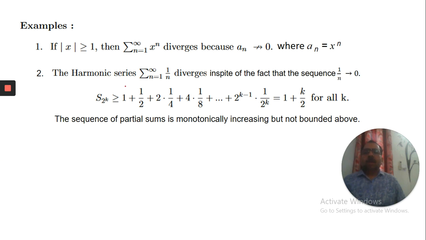So now we have a series 1 over n. The corresponding sequence is 1 over n. So the sequence has limit 0, but we shall show that this series is divergent. Why is this series divergent?